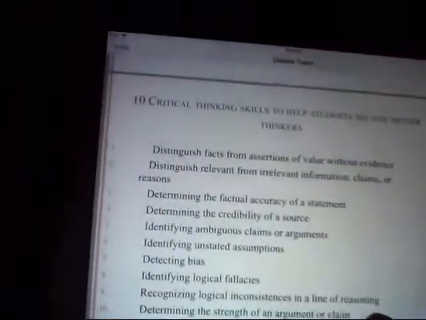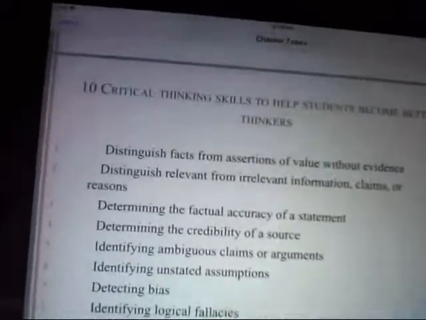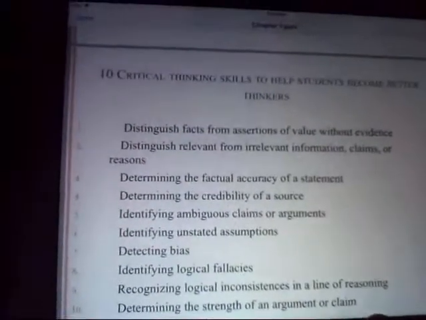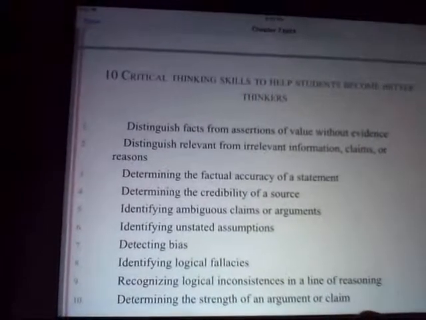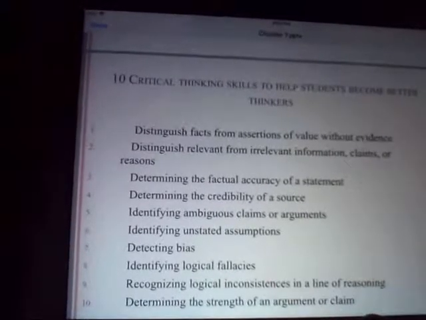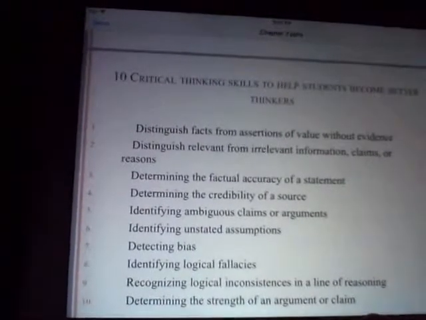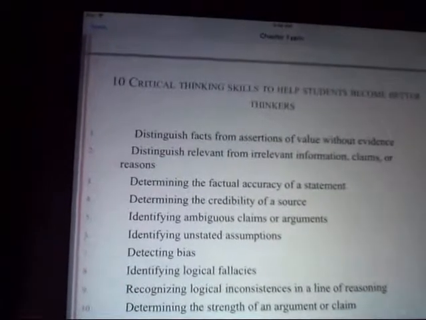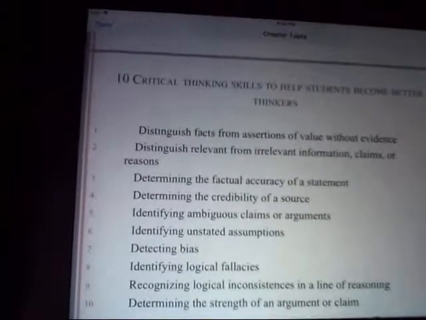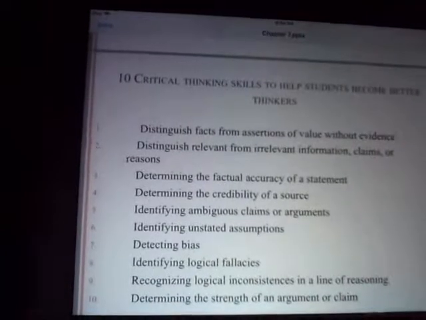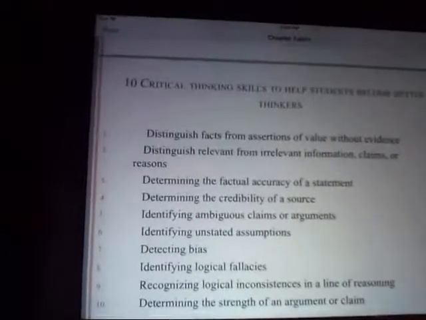Ten critical thinking skills to help students become thinkers. I'm sorry for the bad quality. Distinguish facts from assertions of value without evidence. Distinguish relevant from irrelevant information, claims, or reasons. Determine the factual accuracy of a statement. Identifying ambiguous claims or arguments. Identifying unstated assumptions. Detecting bias. Identifying logical fallacies. Recognizing logical inconsistencies in a line of reasoning. Determining the strength of an argument or claim.